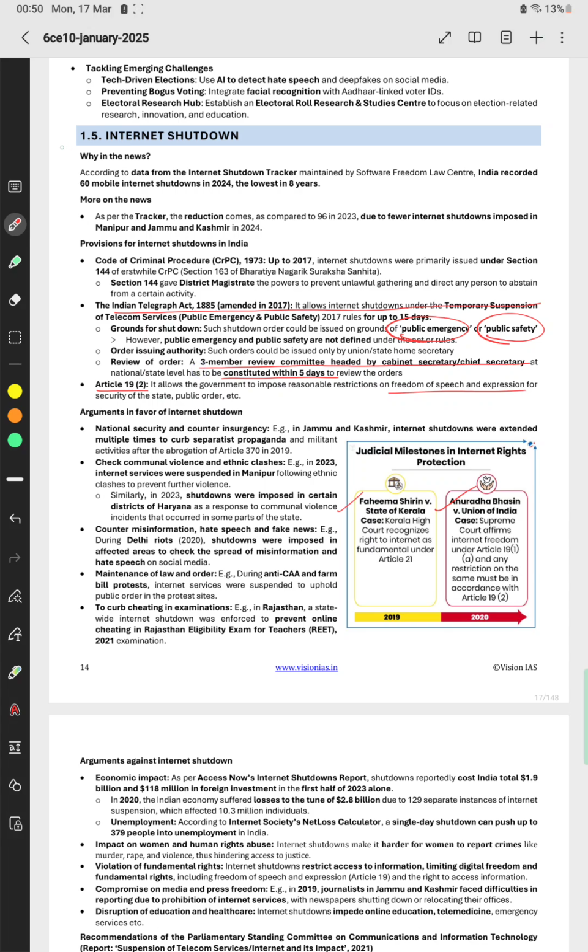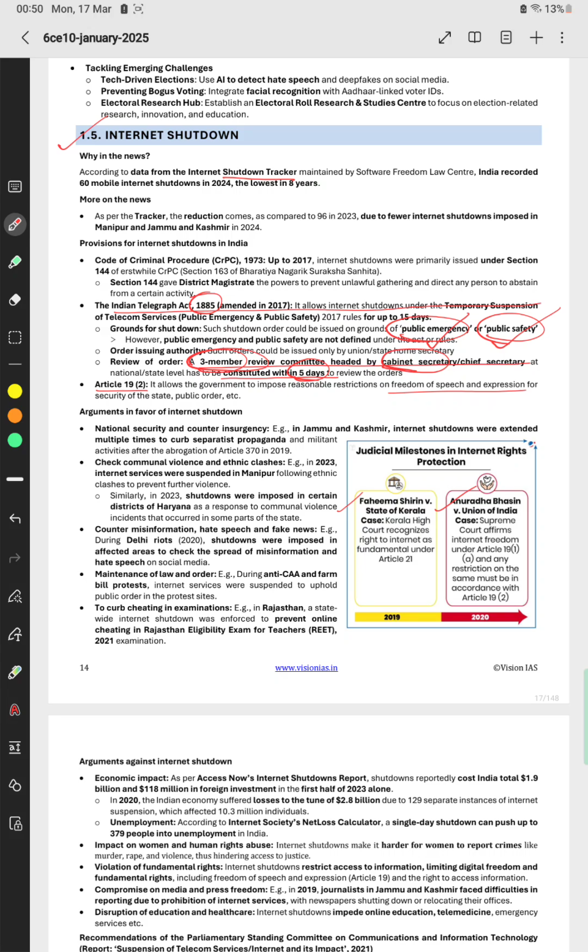Coming to another topic, internet shutdown. This report is released by the Internet Shutdown Tracker. In India, the internet can be shut down using the Indian Telegraph Act 1855, based on public emergency and public safety. There is a 3-member review committee headed by the cabinet secretary, constituted within 5 days.